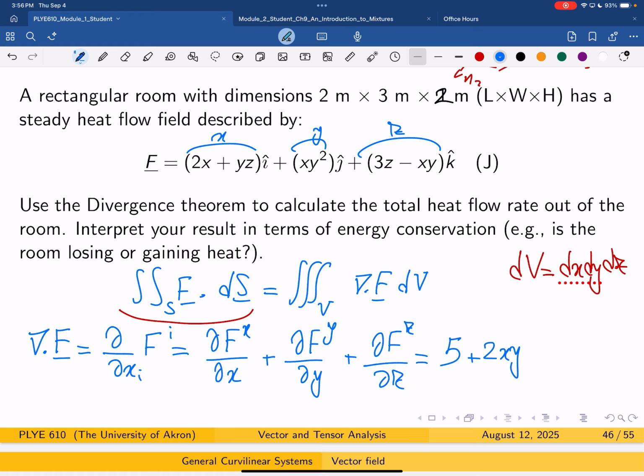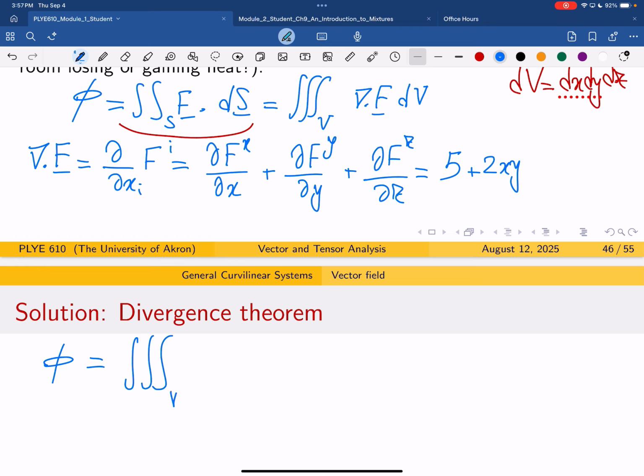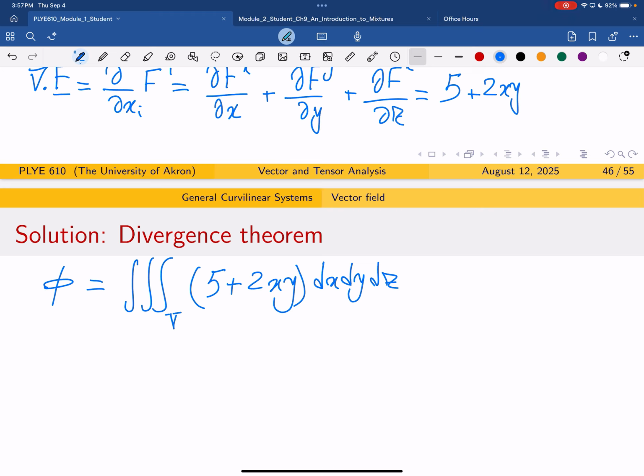All right, so now we are going to work with the right-hand side. Let's call this phi, our flux. It's going to be the integral over the volume of my room of 5 plus 2xy dx dy dz. And how do you do this integral now? Assign the limits, go one by one. This is the easy one, so we don't need to do any crazy thing here. Just assign the limits.